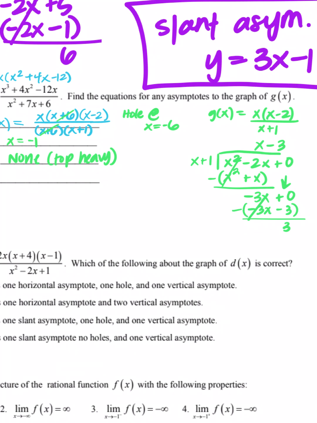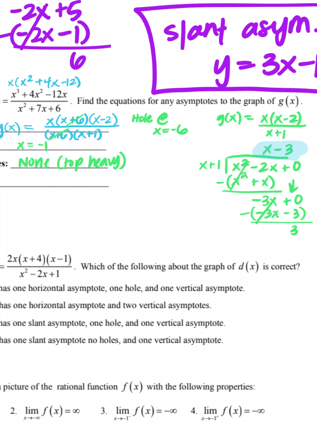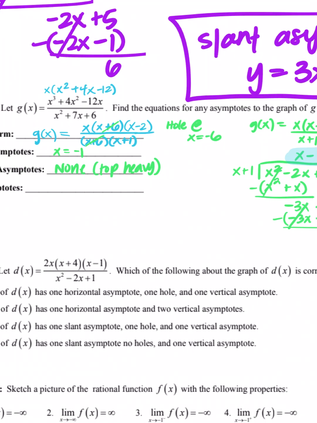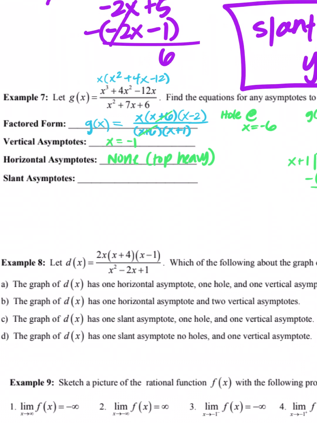And quite honestly, I don't even really care about that. The quotient up at the top, the x minus 3, is telling us what the equation of the slant asymptote is. So we know our slant asymptote is y equals x minus 3.